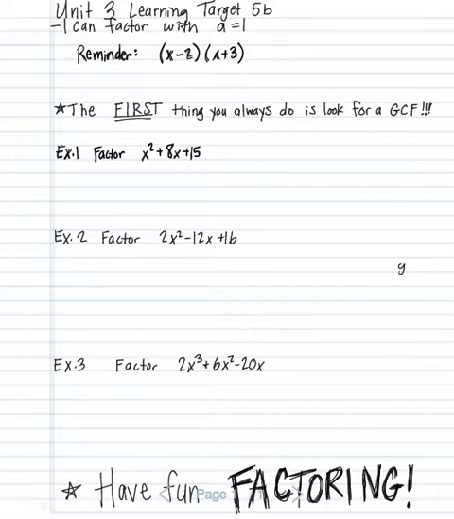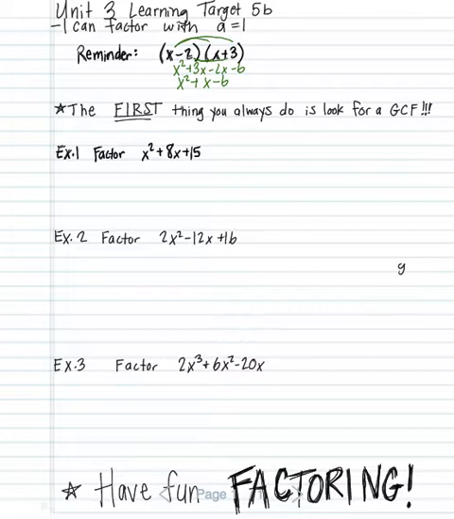Little reminder, if you have something that looks like x minus 2 times x plus 3, we know we're going to distribute x times x and get x squared, x times 3 and get 3x, negative 2 times x is negative 2x, and negative 2 times 3 is negative 6. We combine our like terms. 3x minus 2x gives us just 1x left. And then we bring down the other two pieces.